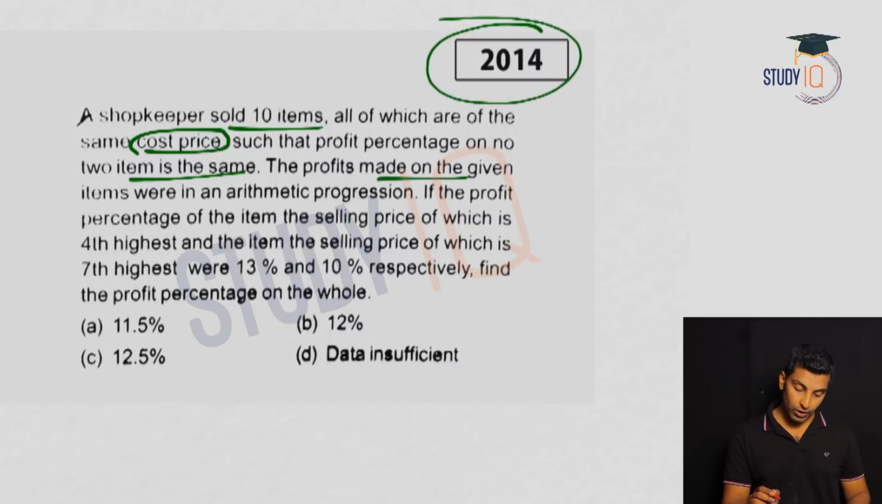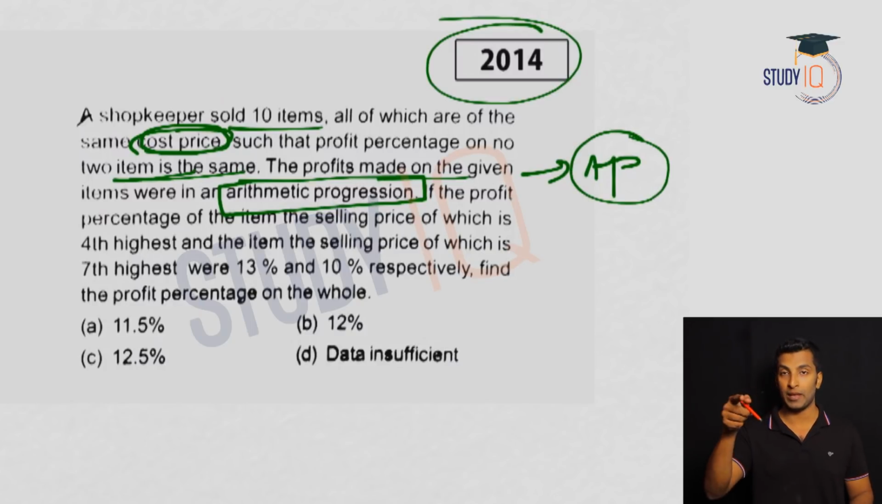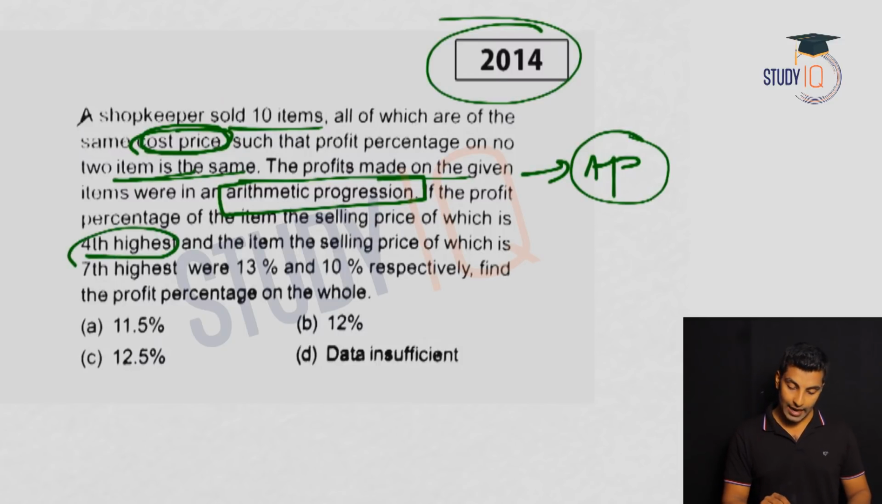The profit made on the given items were in an arithmetic progression. So the profit is in AP. That's why initially they said that no 2 items are sold at the same selling price. The cost price is the same, the selling price is not the same, and profit is in AP. Now if the profit percentages of the item whose selling price is the 4th highest and the item whose selling price is the 7th highest were 13% and 10% respectively, find the profit percentage on the whole.